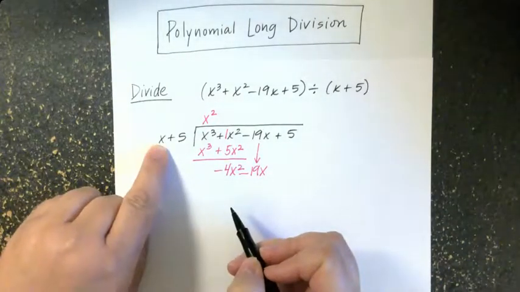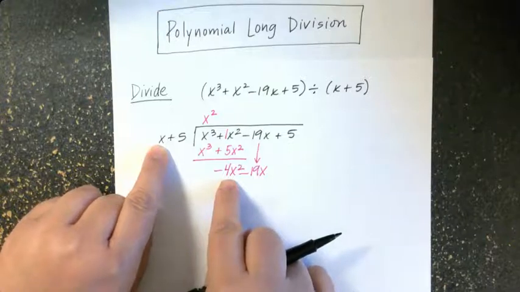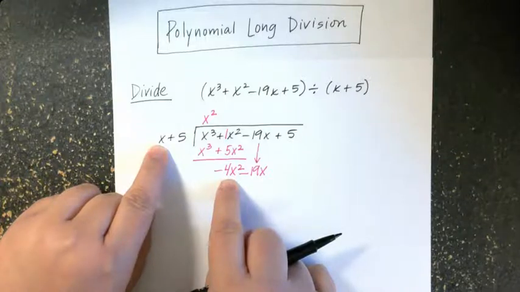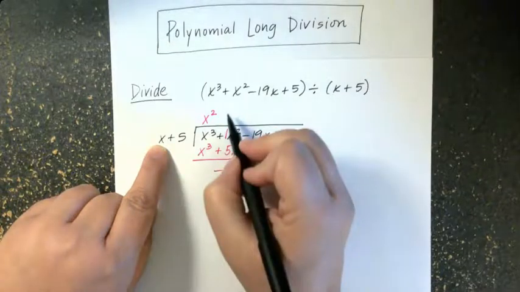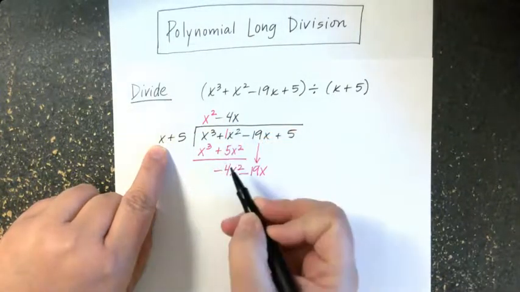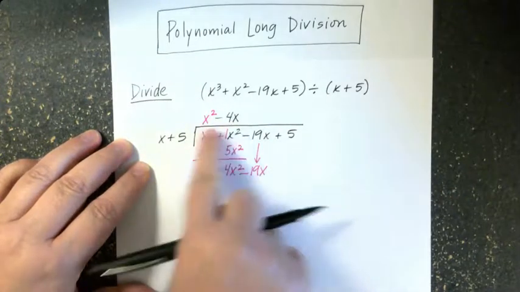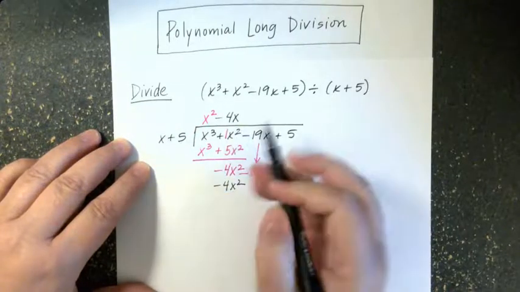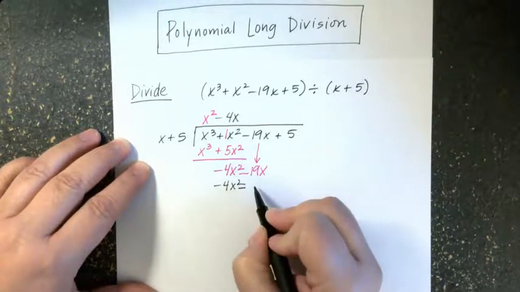So again, I start with: what do I multiply this by to get this? x times what equals negative 4x squared? Well, x is 1x, so to get 1 to be a negative 4, I have to multiply by negative 4. And to get x to be x squared, I have to multiply by x. So it's going to be negative 4x. So minus 4x goes up here. And then when I multiply and bring it down here, I do it for both terms. Negative 4x times x is negative 4x squared. Negative 4x times 5 is negative 20x.